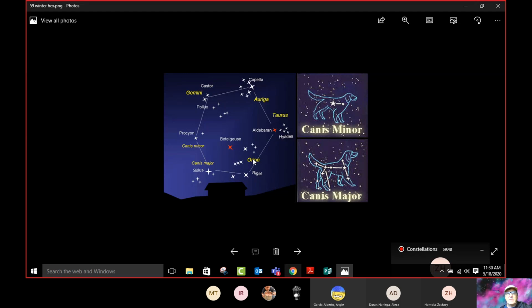Rigel is part of Orion, so label Orion. Taurus for this one. Auriga for this one. Gemini over here. Canis Minor here, Canis Major there. Apparently this diagram was focusing on the two dog constellations. Here's another view.